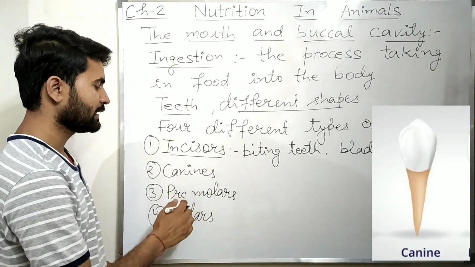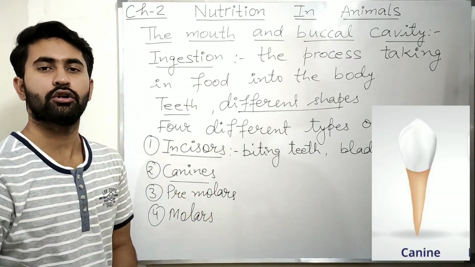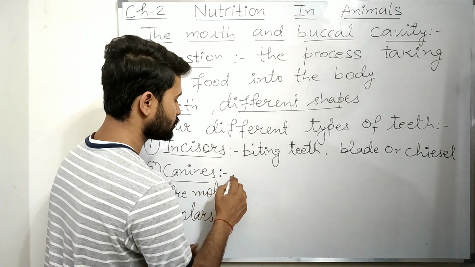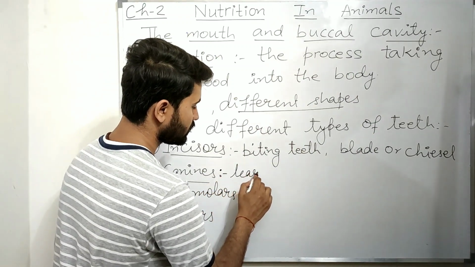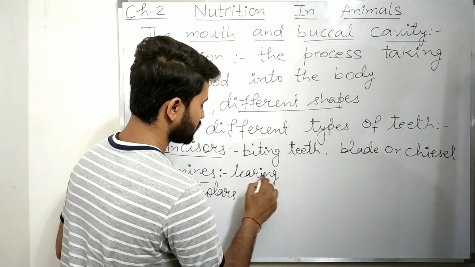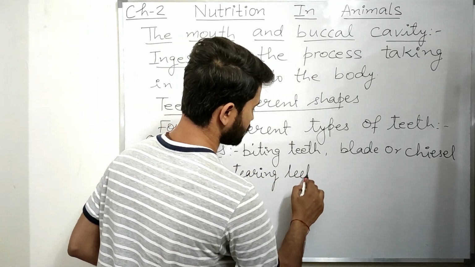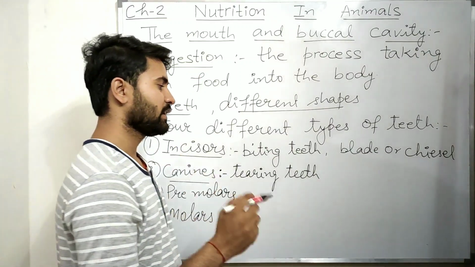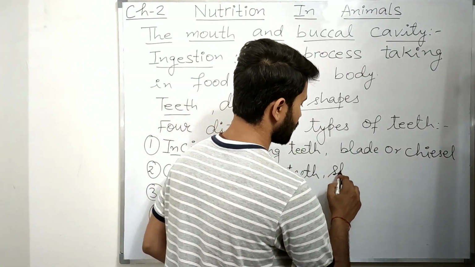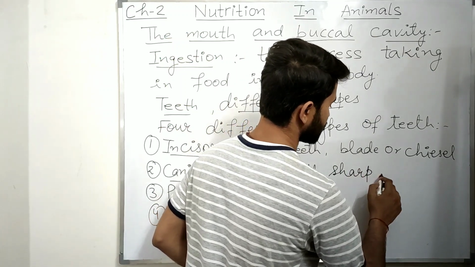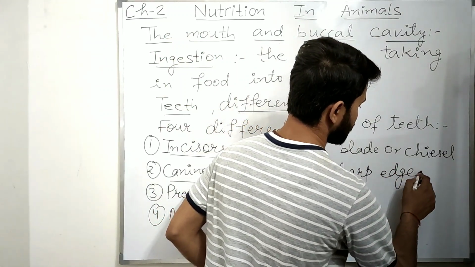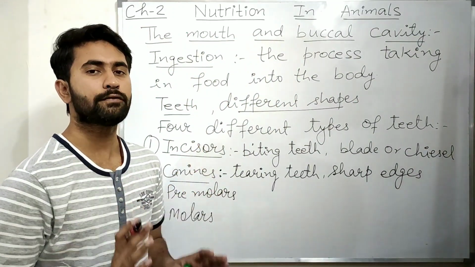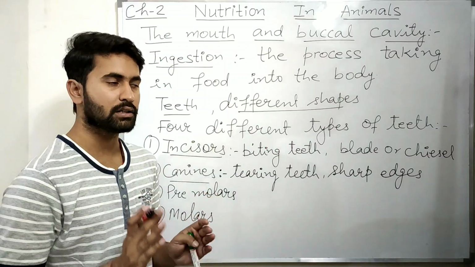Next is canines. They are also known as tearing teeth. They have sharp edges, and they help us in tearing the food.